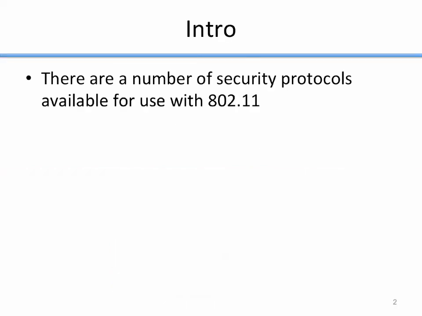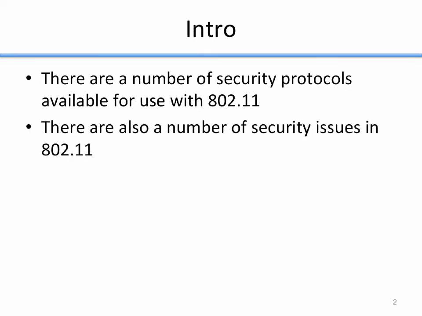Hi, welcome back. So in this section, we're going to talk about Wi-Fi security, or at least a little bit about Wi-Fi security. As an introduction, last time we just talked about 802.11 in general and some of the different flavors and the control frames. In this section, we're going to talk about a number of security protocols that are available for use with 802.11. And we're also going to talk about a number of security issues that exist in 802.11. So we get both: things that 802.11 does well for security and things it does badly.